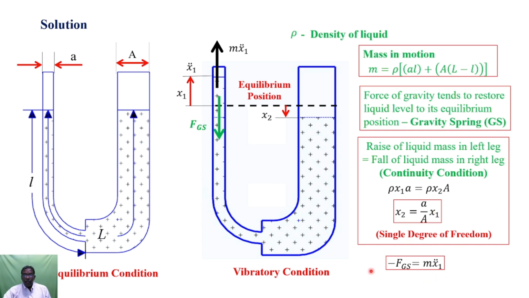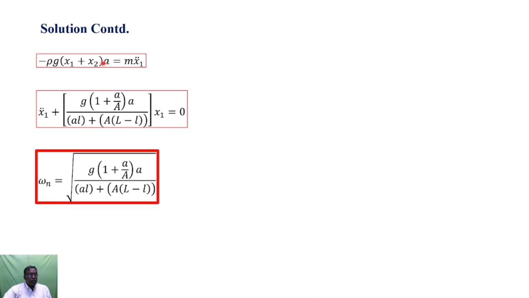Again, writing the equation of motion, the gravity force acts as the spring force that restrains the inertia force due to acceleration, that is inertia force m x1 double dot. The spring force due to gravity can be written as rho g times x1 plus x2 times A. x1 plus x2 is the total length of the columns in the left limb and right limb. A is the cross-sectional area, rho is the density, that is the spring force. m x1 double dot is the inertial force due to the liquid mass.